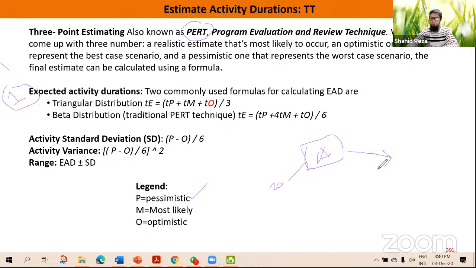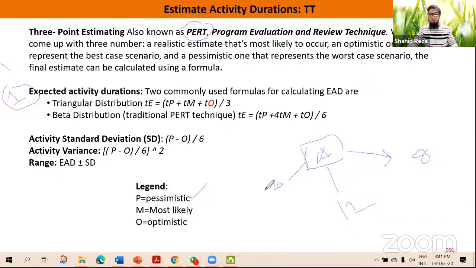Now, for the same activity, we will estimate the optimistic value. That means in the best case scenario, if everything is in our favor, the minimum time we need to finish this job, this task or activity. Say, for example, it will take only 8 days if everything is in our favor. And another thing is most likely. Most likely means what we say in general. In general, what happens? What is the middle ground? So maybe it will take 12 days to complete.